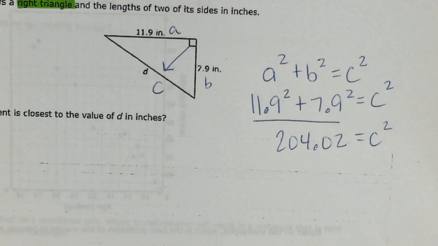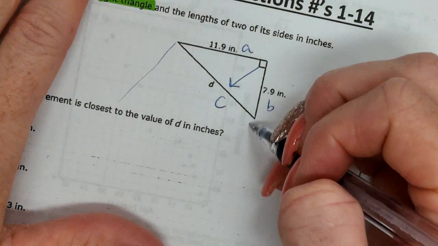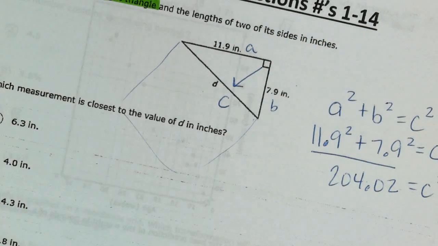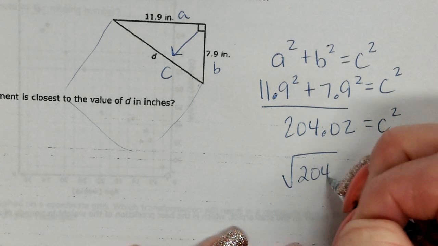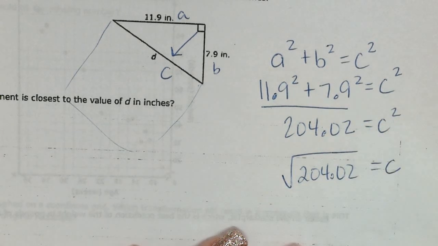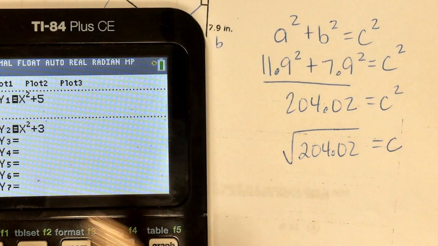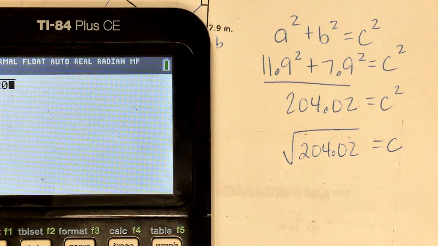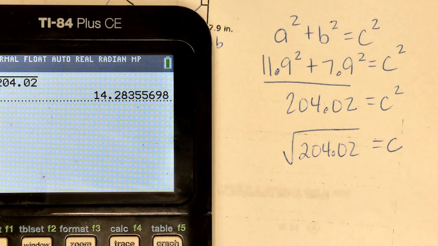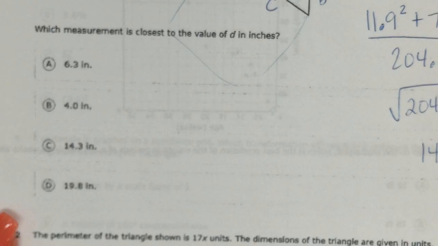But is that my answer? No, that is C squared. That is the area of this square that's imaginary, like out here. So to get the side length, I take that number and I do what to it? I square root it. And that will give me C. So I have the square root of 204.02, which is 14.28. So the answer that's closest is C.